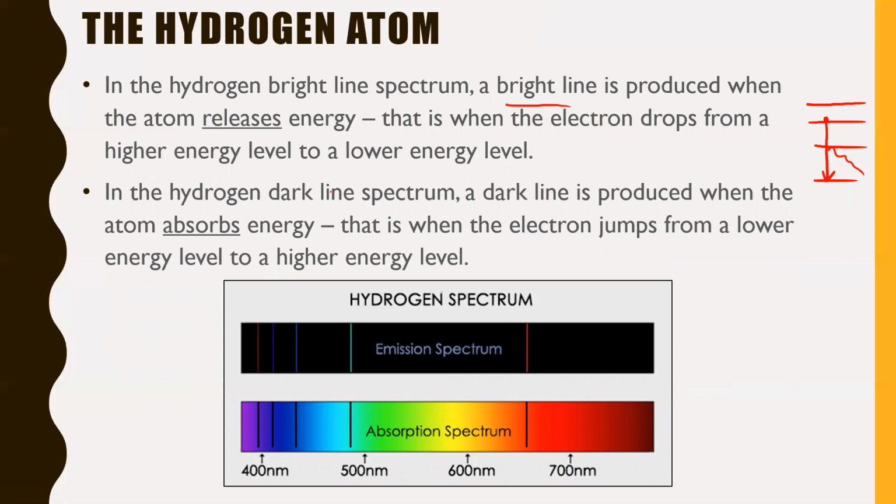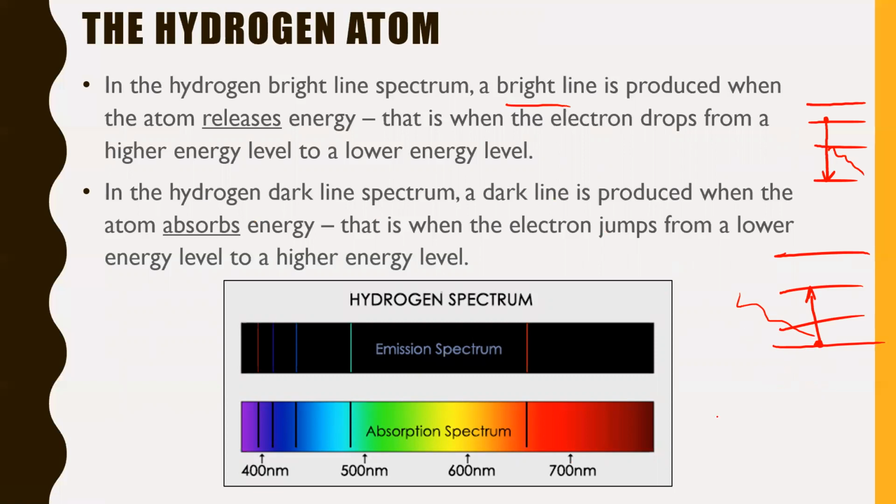Now, in the hydrogen dark line spectrum, a dark line is produced when the atom absorbs energy. Now, remember, absorbing energy means that that electron's going, oh, I've got more energy now, I can go to a more outer shell, right? So that amount of energy is, of course, provided by a photon. That's why the photon disappears. That's why it's a dark line. It disappears because the photon was absorbed by that electron.